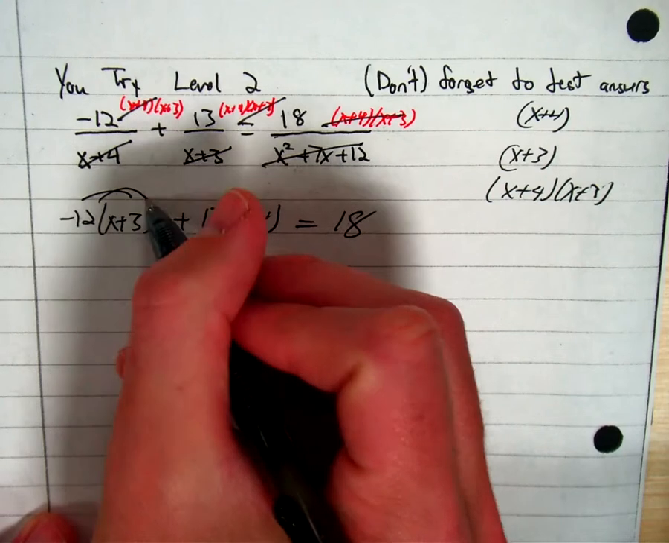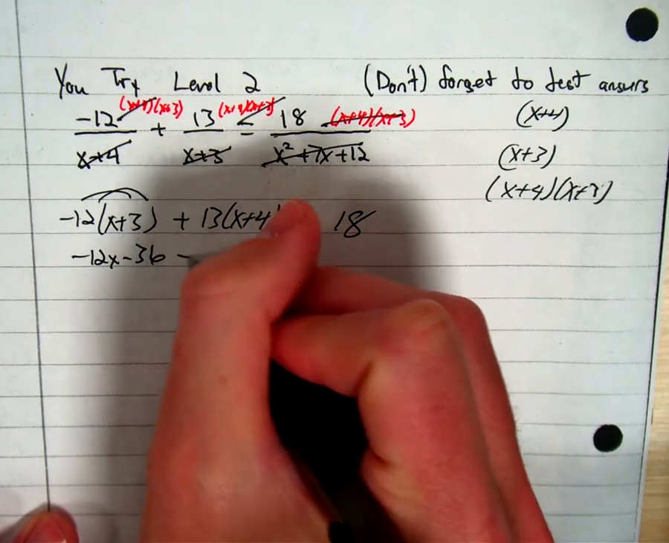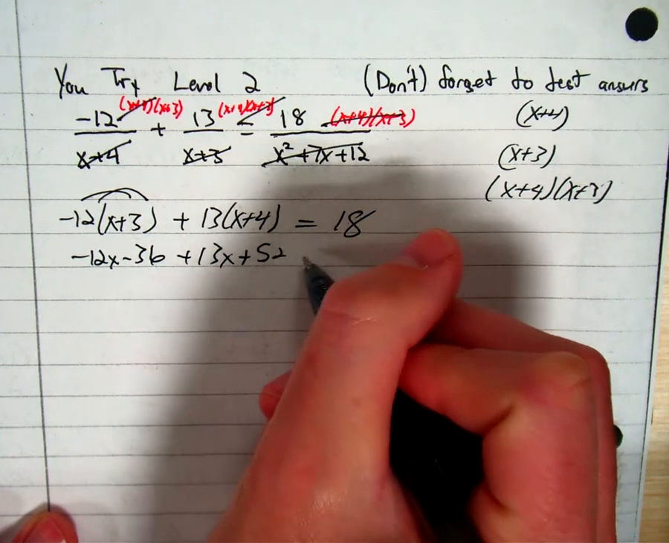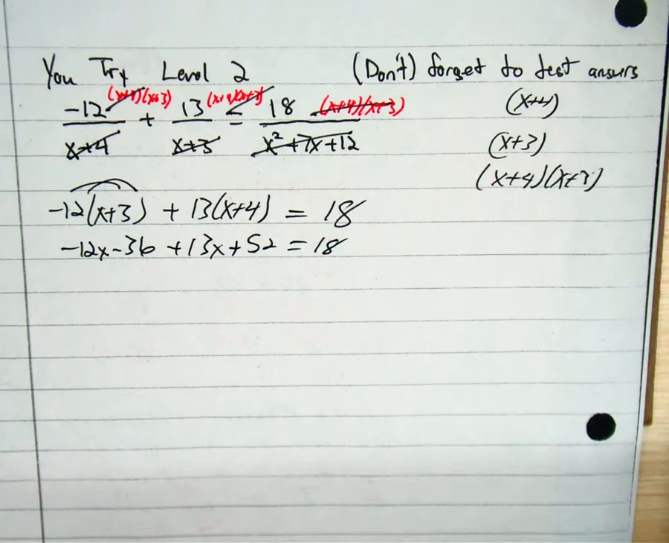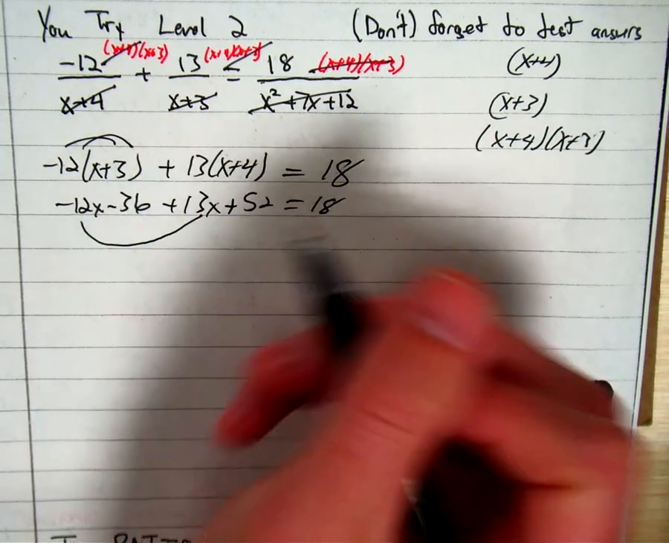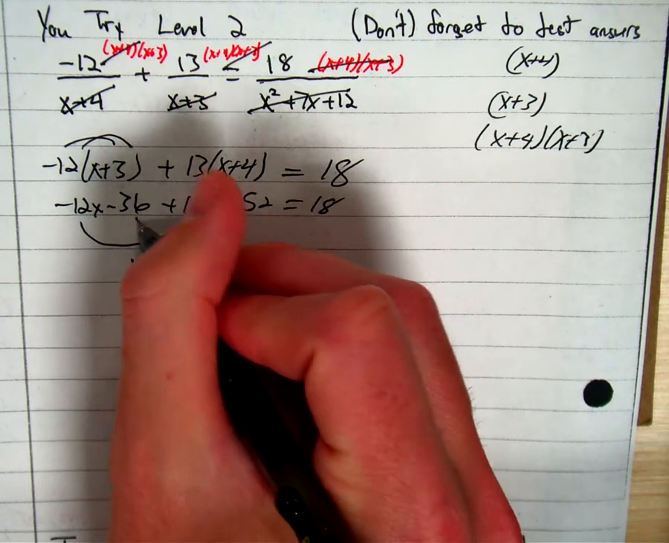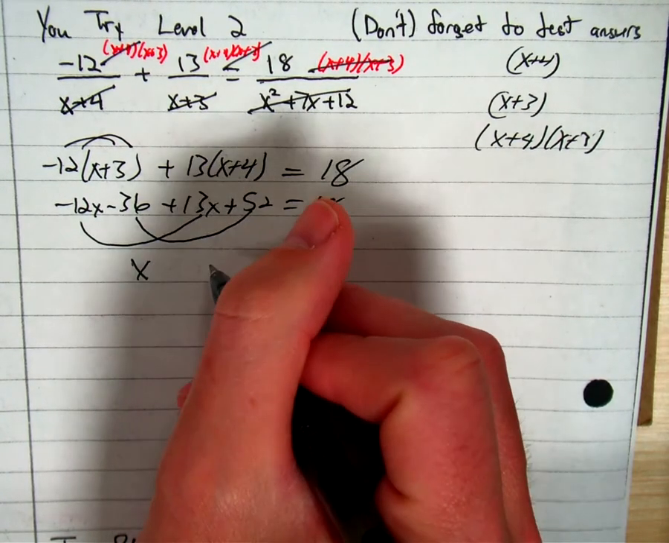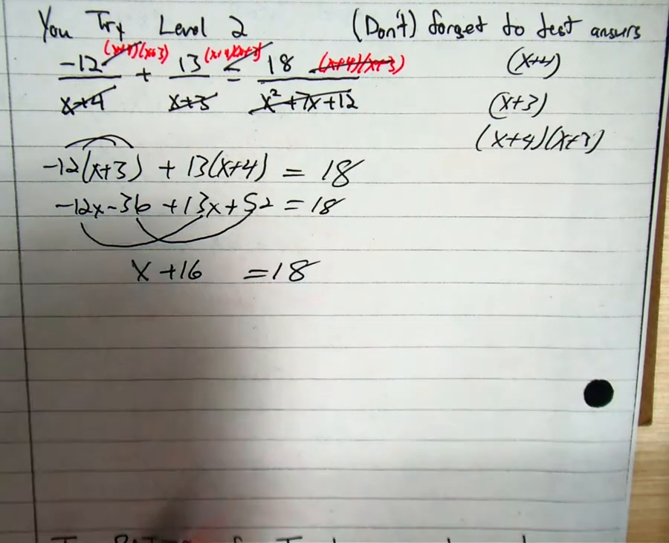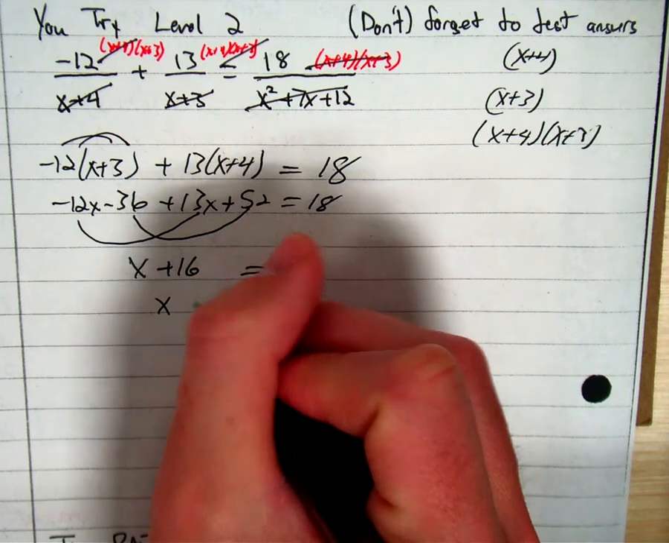Distribute of negative 12x minus 36, 13x plus 52, negative 12x plus 13x is 1x, negative 36 plus 52 is 16. Oh, this was a nice one for you guys. Not too bad at all. Subtract that 16, x equals 2.